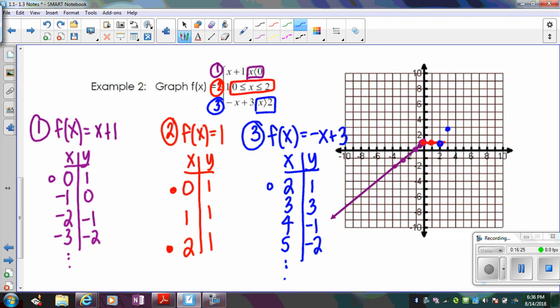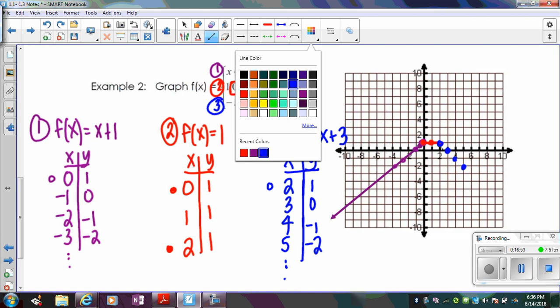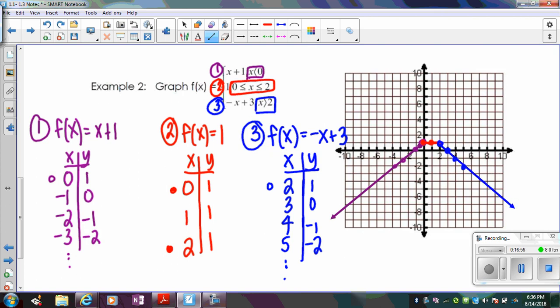negative 1. Oops, I plotted something wrong here. Wrote the wrong thing here. Sorry about that. This should be 3 comma 0. Something didn't seem right. My line shouldn't be going up and then down. So 2 comma 1, 3 comma 0, 4 negative 1, 5 negative 2. And then when I go to connect these, they are all going to be continuing going to the right.